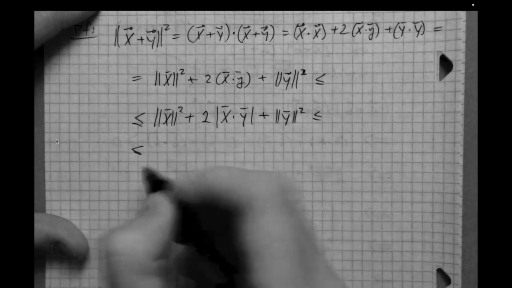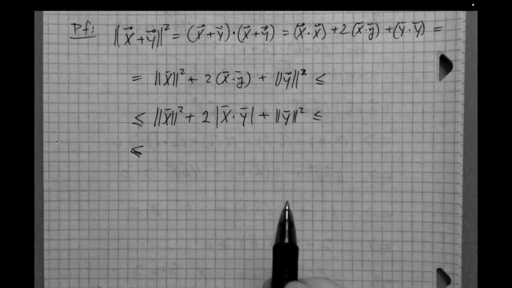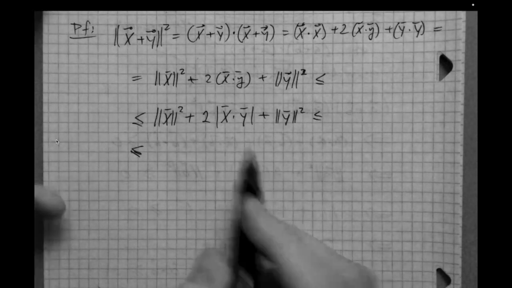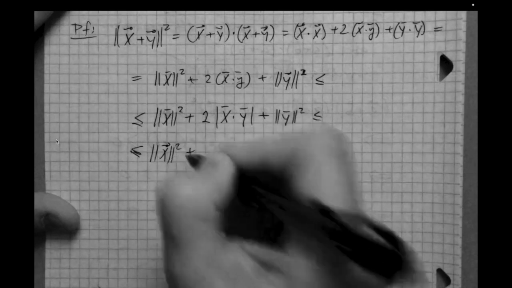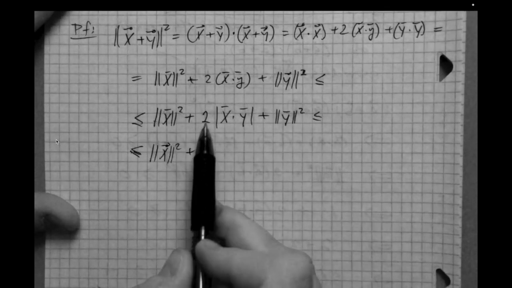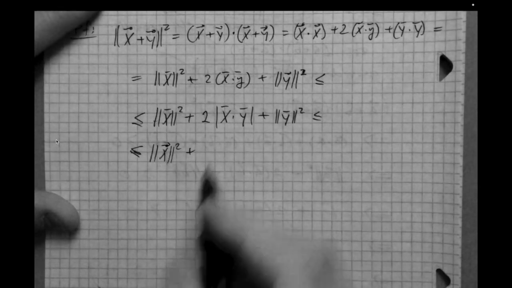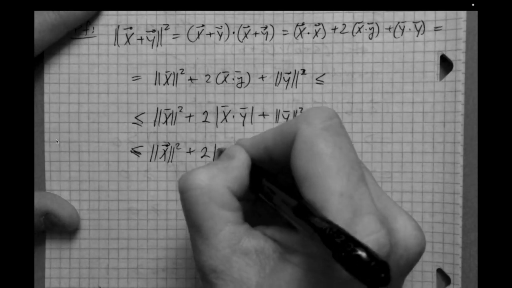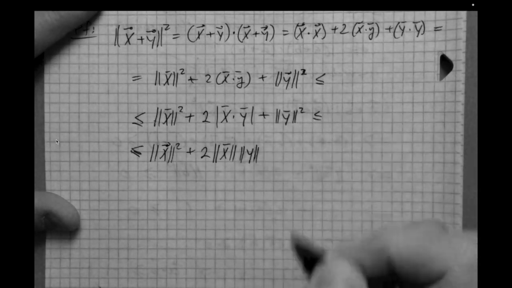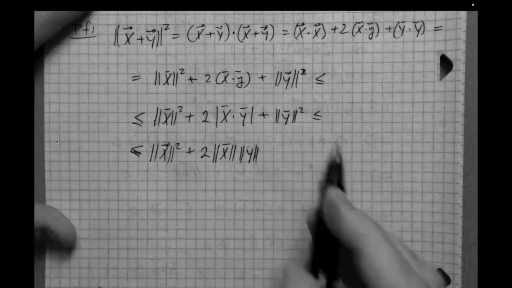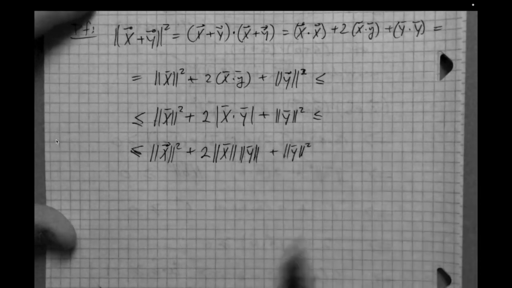By doing that, we've set up this middle term so that we can apply the Cauchy-Schwarz inequality. So what we can say now is that the norm of x squared plus 2 times the absolute value of x dot y plus the norm of y squared is less than or equal to the norm of x squared plus 2 times the norm of x times the norm of y, and then plus the norm of y squared. These are scalars, so they're just multiplied together normally.